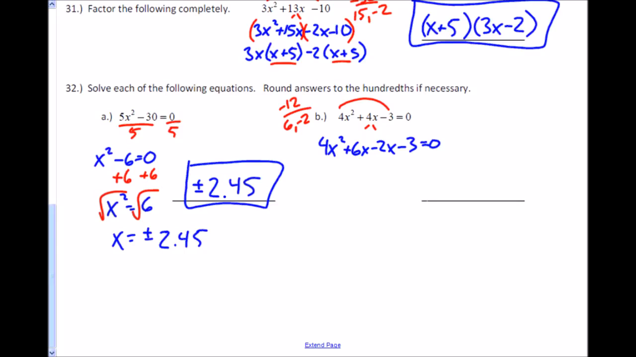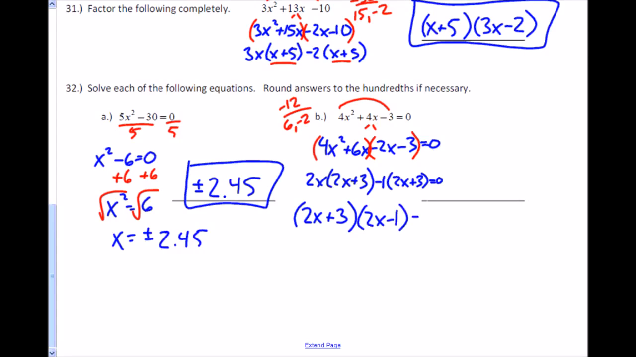And now I factor by grouping and group the first two together, the second two together. Out of the first two, I can factor out a 2x, which leaves me with a 2x plus 3. Out of the second two, I can factor out a -1, which leaves me with a 2x plus 3. And now my two factors are the 2x plus 3, that's the thing that's in the parentheses, and the 2x minus 1. To finish solving my factoring, I have to set each factor equal to 0.